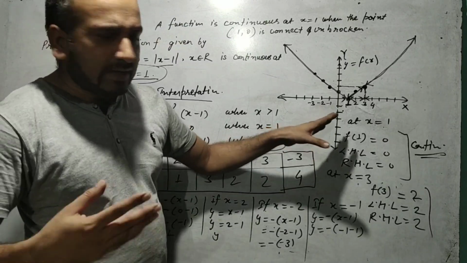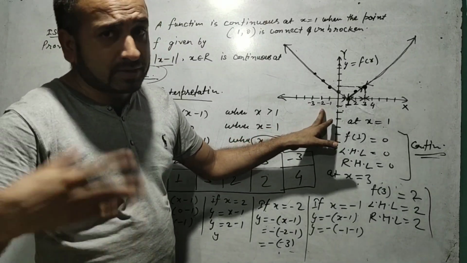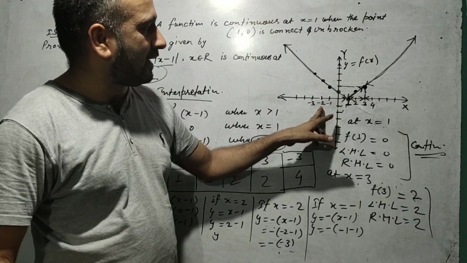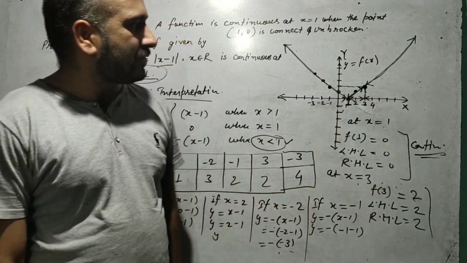And you can take x equal -2, your function is also continuous at this point. For -1 it is also continuous, okay students.